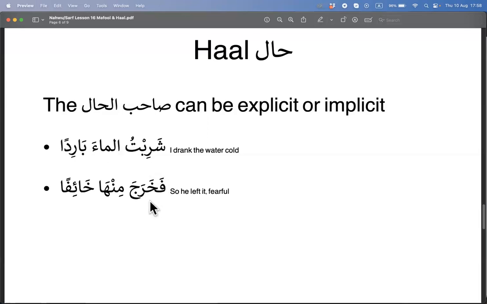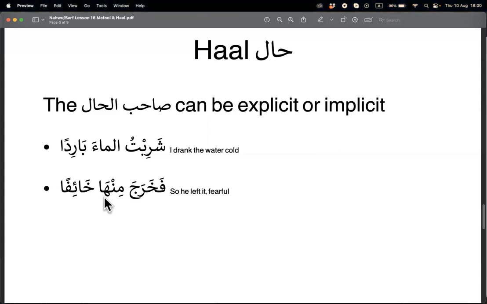Next one. Fakharaja. So kharaja is fi'il madhi huwa. And then minha. Min is harf jar and ha is the majrur. Together it is jar majrur, muta'alliq bi fi'il. And then khaifan is isim mansub. So what is it? It is maf'ul.